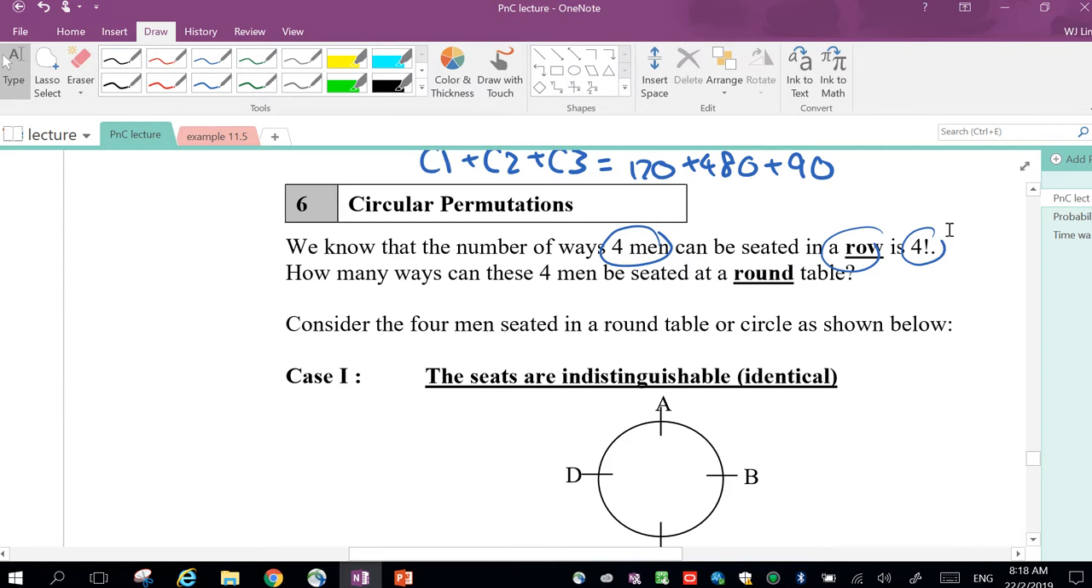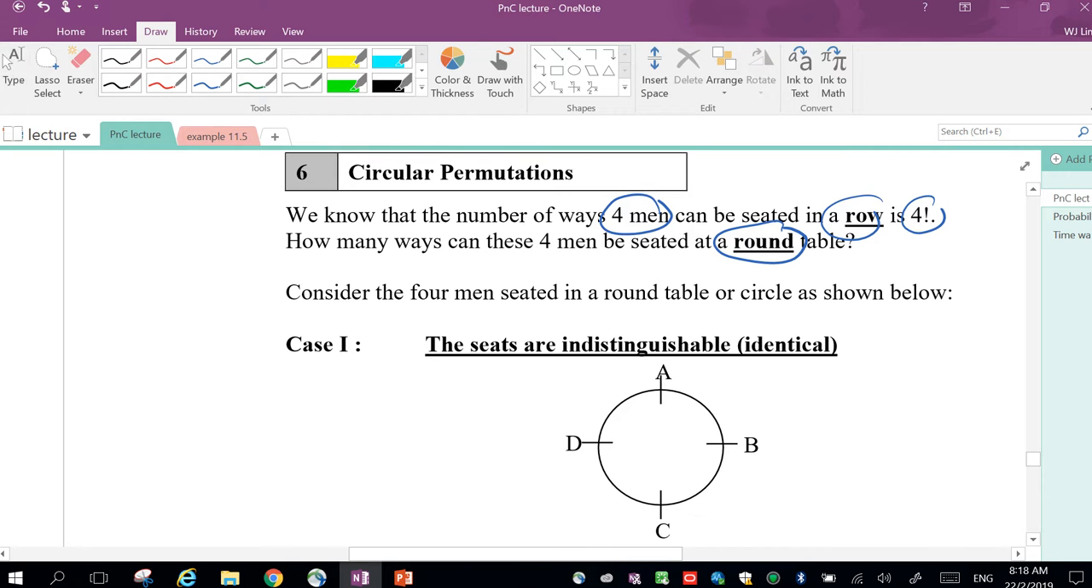Now, mathematicians are always very curious. What happens if they are in a row? What happens if they are in a round table? Is it still the same? So this is our thought process. What happens in the row, in a round table?